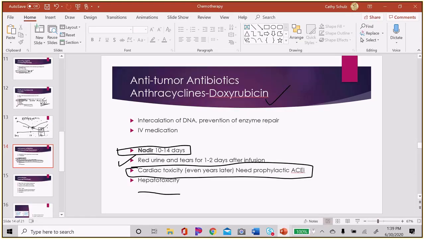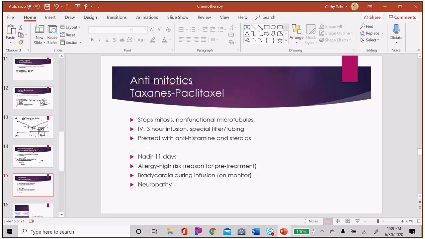But definitely something you want to tell people, because that might freak them out. So I always think like, oh, doxorubicin makes urine and tears like rubies, if that helps you remember. I don't know, sometimes you have to think of goofy things to help remember stuff.